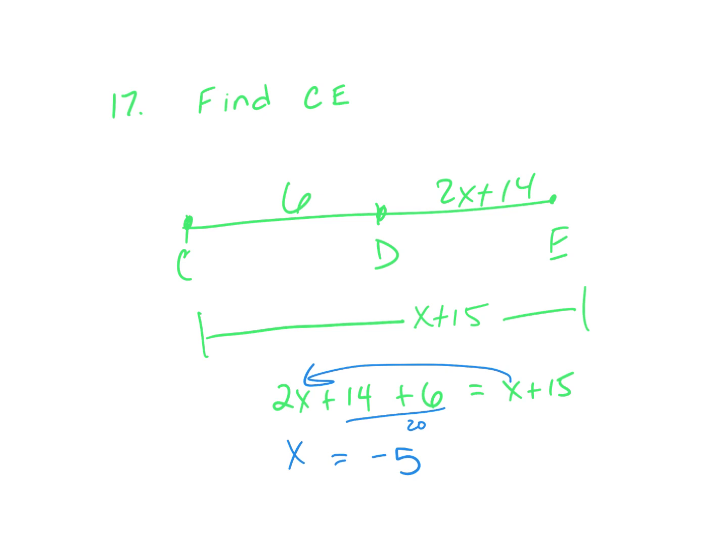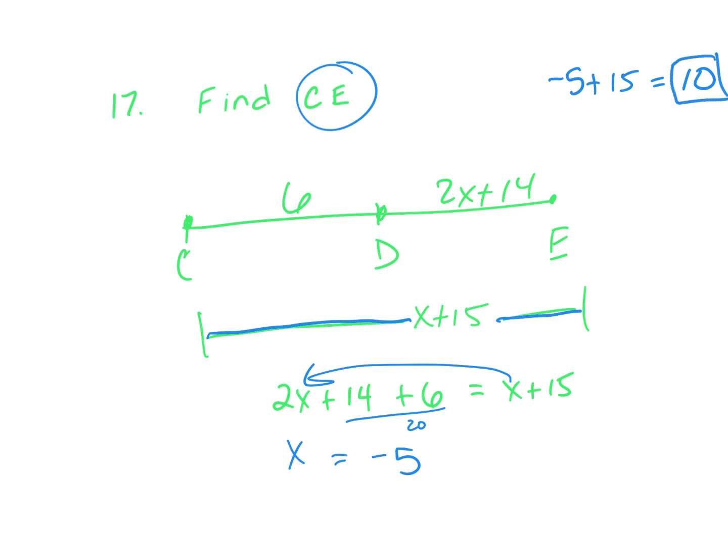But they don't want x on this. They want you to find CE. So I look here, and CE is this guy right here. You see him? So we're going to do -5 plus 15 equals 10. The answer is 10 again. That's your final answer.